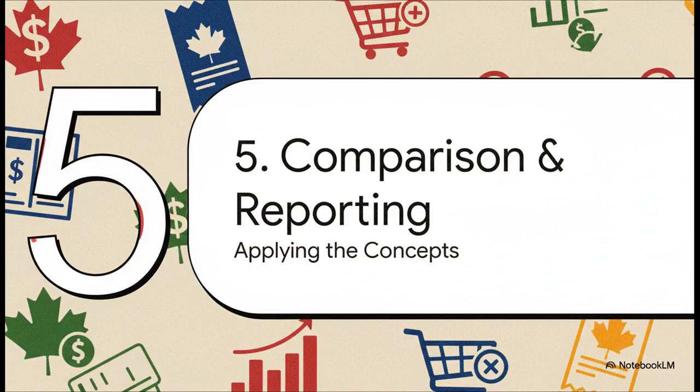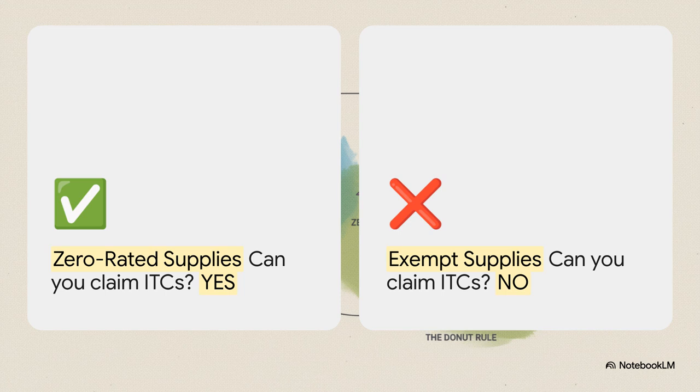Okay, let's bring it all home. In this final section, we're going to put all three categories side by side and see how this whole thing, which might seem a bit academic, has very real consequences for how a business actually files its taxes. So, here it is, the crucial point. If you remember nothing else from today's lecture, remember this slide. It's the difference between zero-rated and exempt.